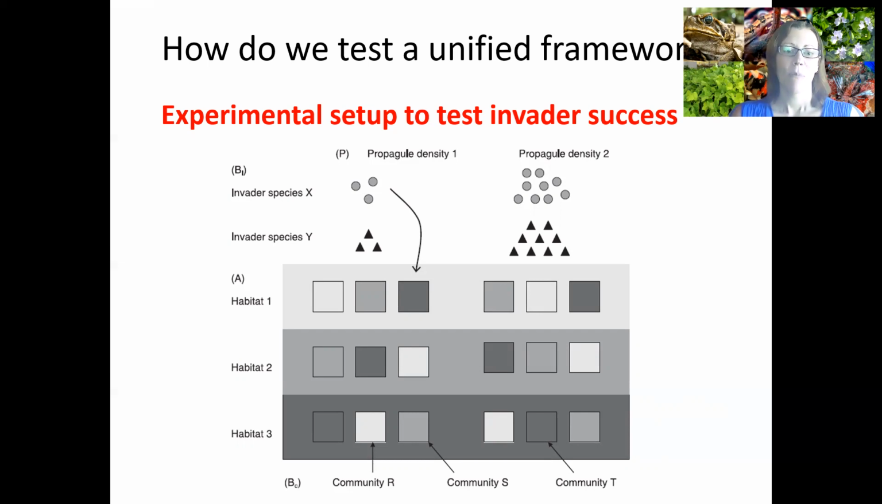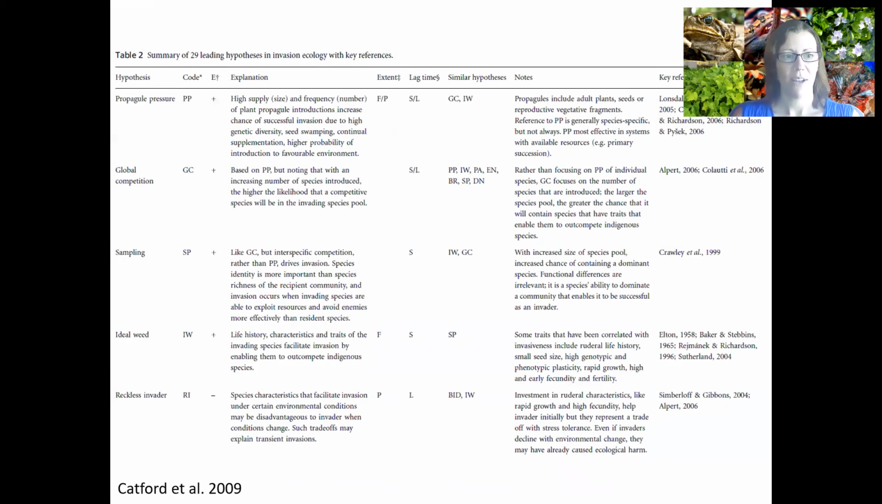So part of the reason why you end up with these tables with lots of different hypotheses in them is because it's very hard to test a unifying framework, because there are so many different invasive species in so many recipient habitats across so many different abiotic conditions that have been introduced with different varieties of propagule pressure in the past that we don't really know about.